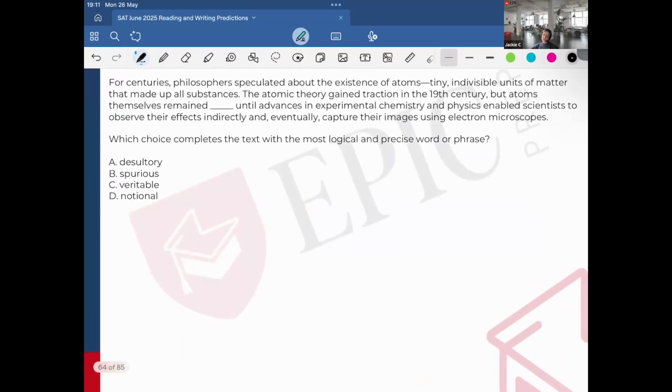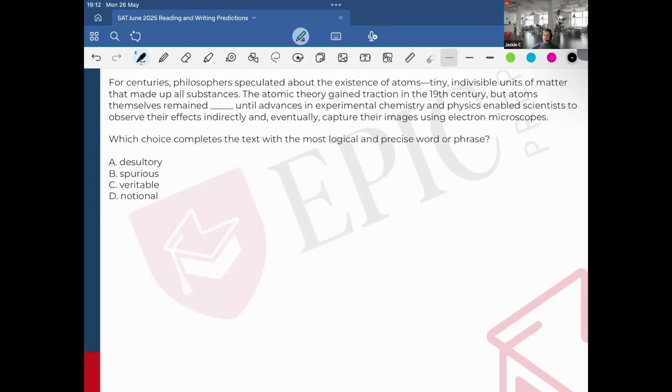Okay, so for centuries, philosophers speculated about the existence of atoms, tiny indivisible units of matter that made up all substances. The atomic theory gained traction in the 19th century, but atoms themselves remained blank until advances in experimental chemistry and physics enabled scientists to observe their effects indirectly and eventually capture their images using electron microscopes.